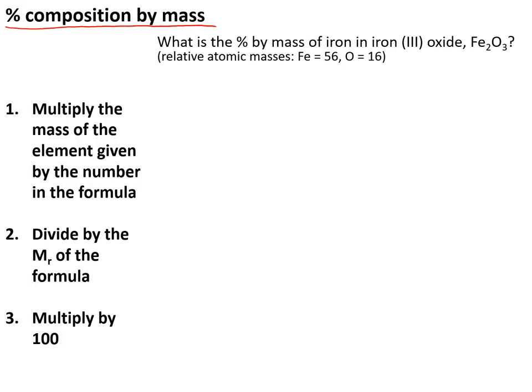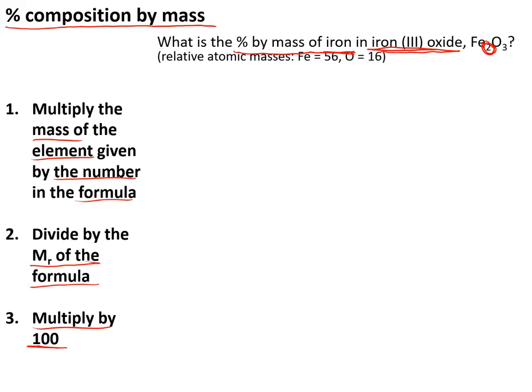Percentage composition by mass questions are asking us what percentage of the mass of a compound is coming from one particular element. So in this case, it's asking what is the percentage by mass of iron in iron(III) oxide. To do this, we first multiply the relative atomic mass of the element by the number of them in the formula. There are two iron ions in the formula, so we multiply the mass of iron by 2. Then we divide that by the relative mass of the overall formula, and then multiply by 100 to make a percent.